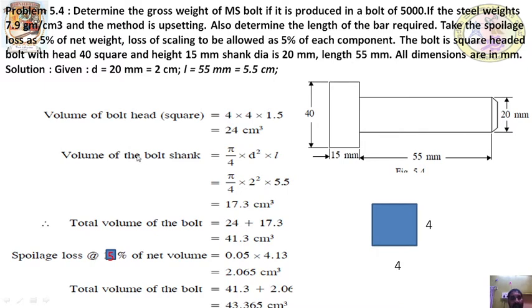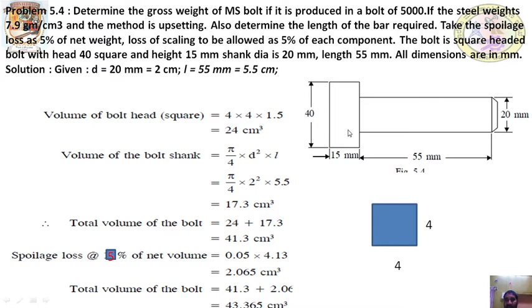So the volume of the bolt shank, which is cylindrical, is pi d square by 4 into L. So d is 2 centimeter and the length is 5.5 centimeter. Pi into 2 square into 5.5 divided by 4. So the volume of this portion is 17.3 centimeter cube.